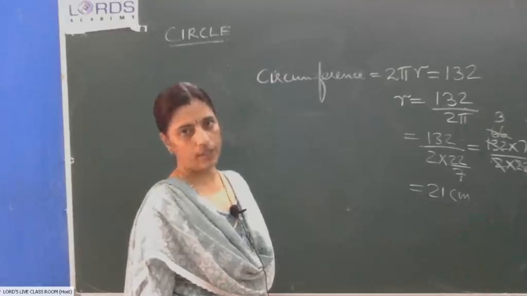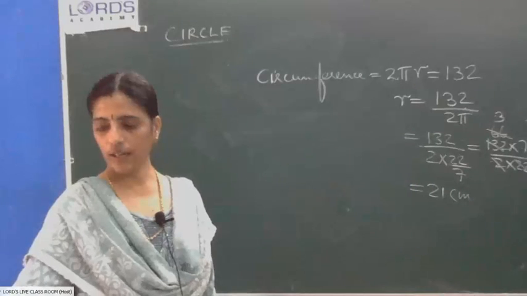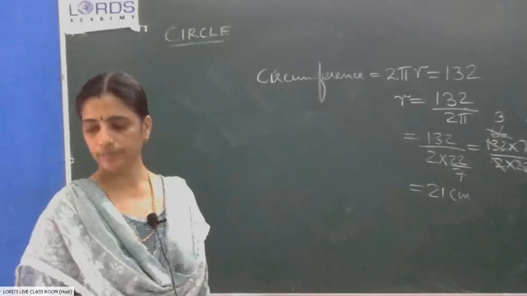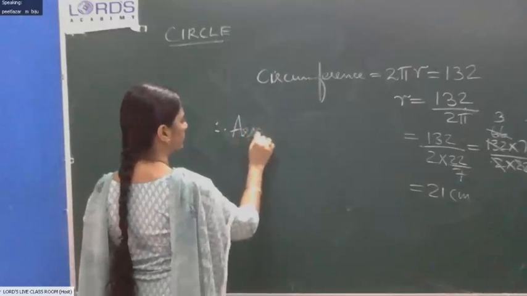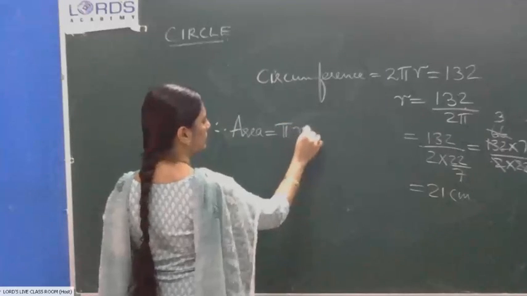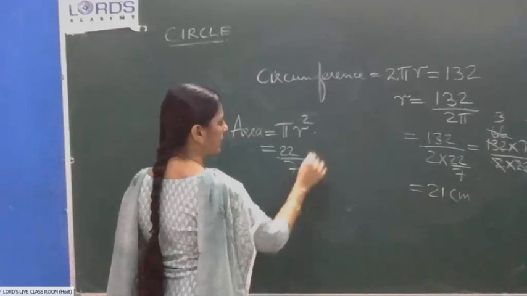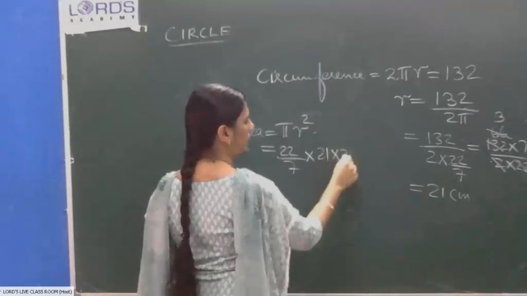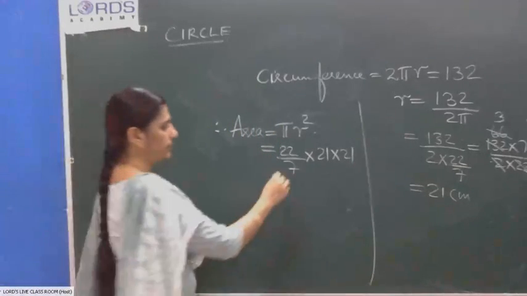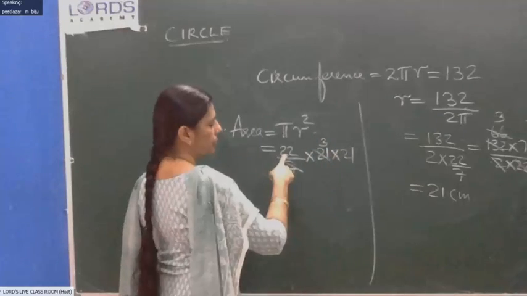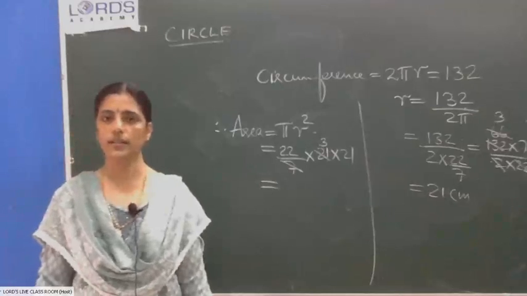R you got 21 centimeter. Therefore, area equal to pi r square equal to 22 by 7 into 21 into 21. Get the answer? Very easy. 7 in 21 3 times. 22 into 21 into 3. Get the answer. If you know the formula, this chapter is easy.